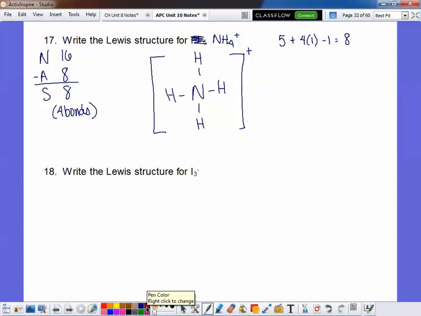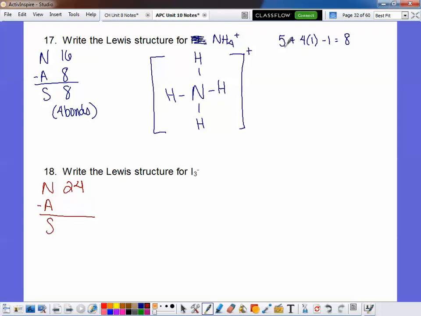All right, last example, I3-. Needed, available, shared. Needed: each iodine needs 8, and we have 3 iodines, so we need a total of 24 electrons. Available: well, this is I3-.